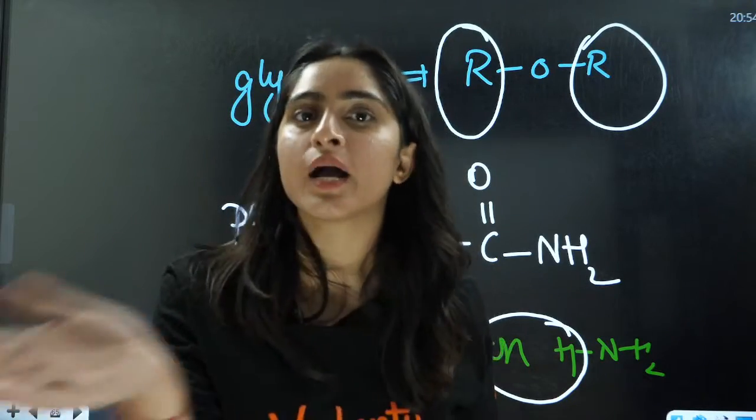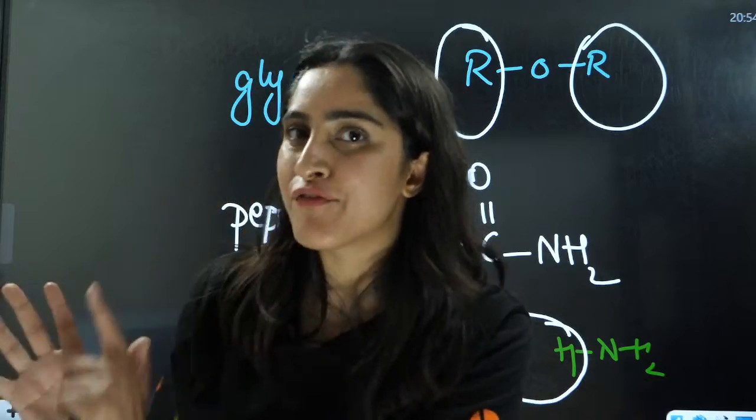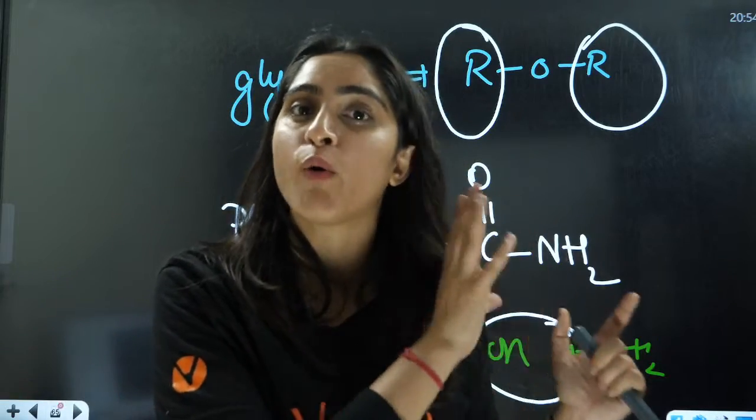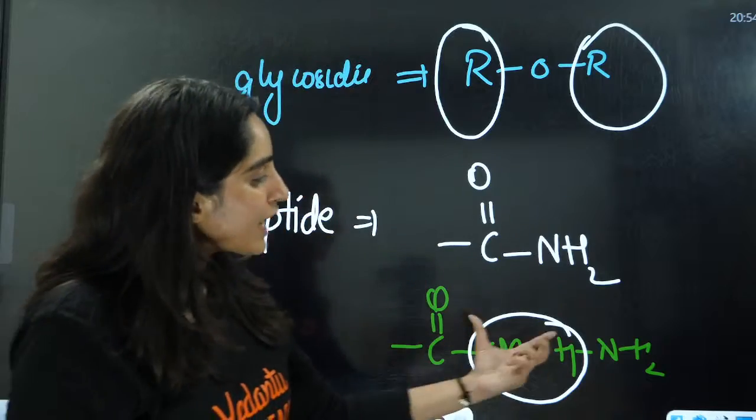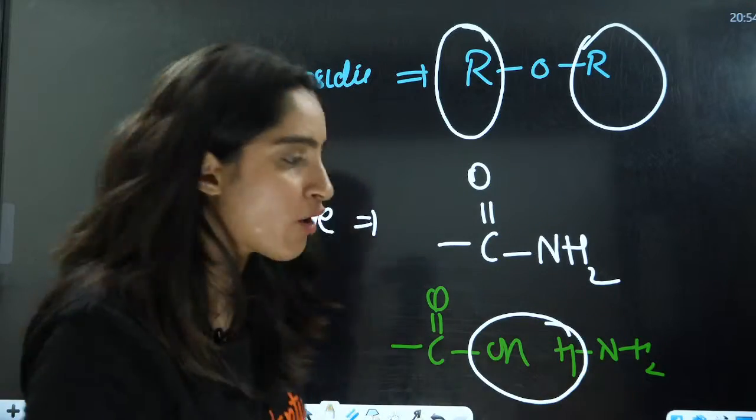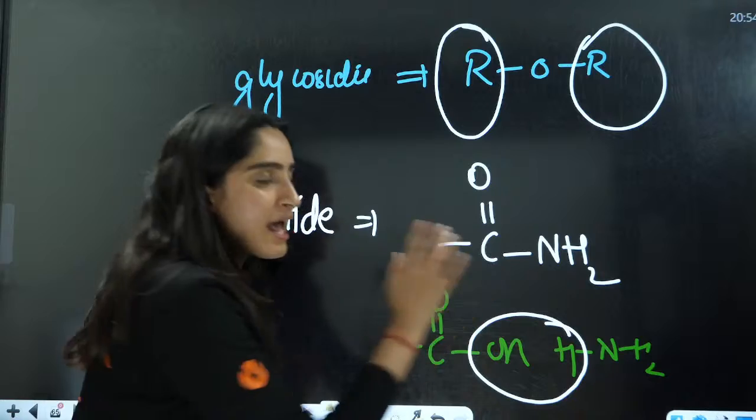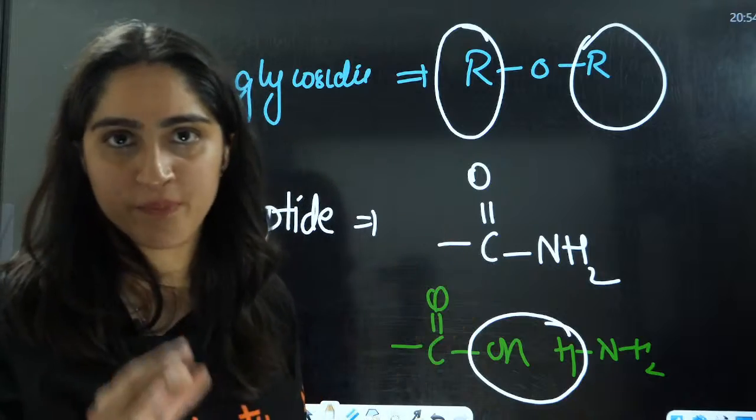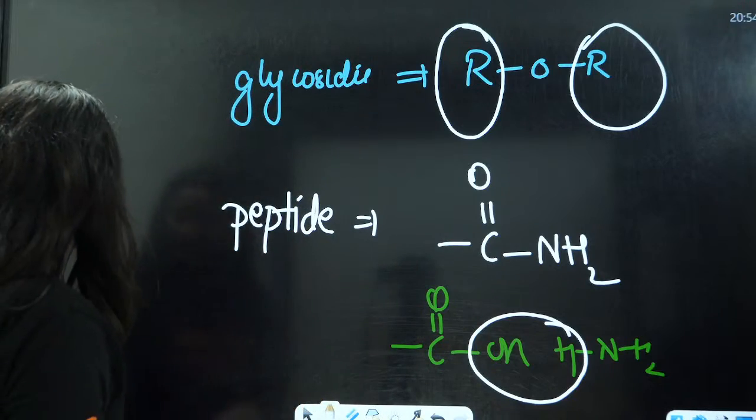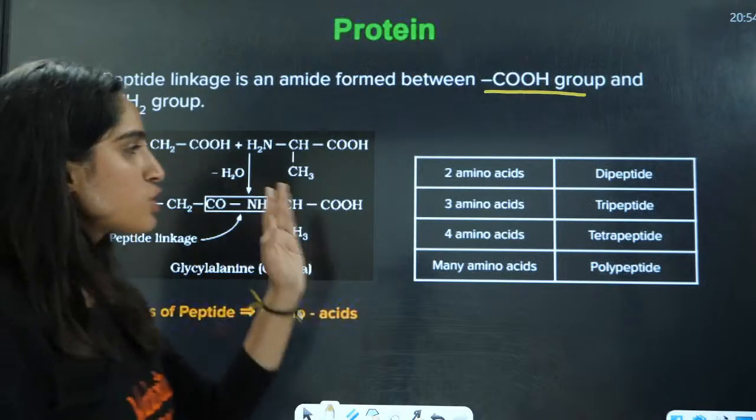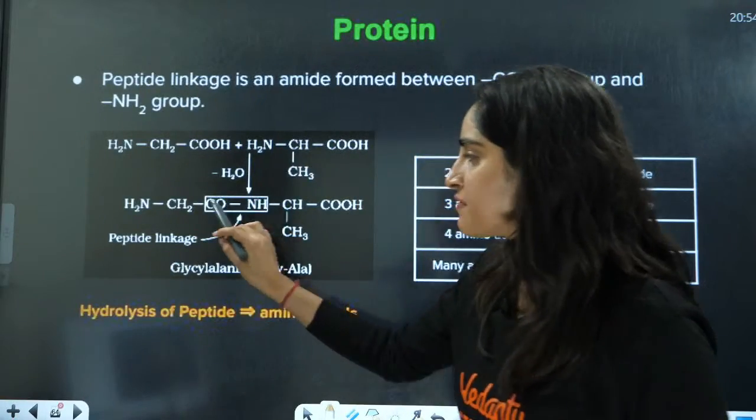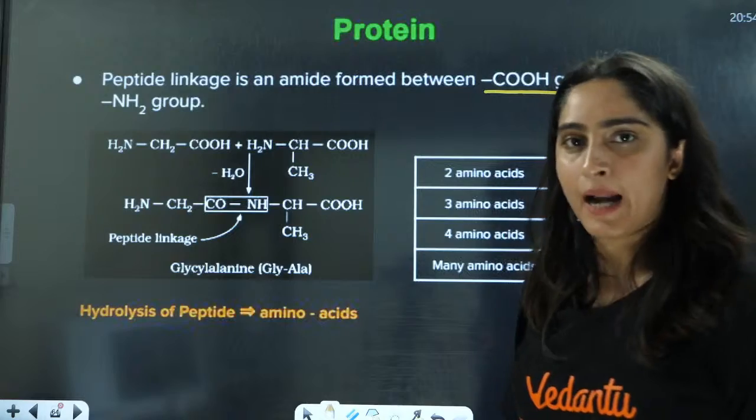A peptide chain looks like an amide group, but the amide group is different and the peptide bond is different. The peptide bond is formed by elimination of water from the carboxylic acid and the amino group, right? The NH3 group here will be eliminated, and hence you will have a CONH bond here, that is the peptide linkage.